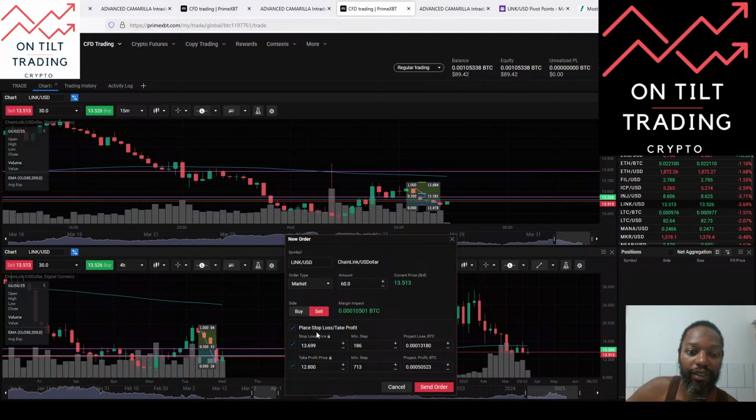Right now the stop loss is set just over this candle here on the 15-minute, but I would expect there may be a liquidity grab and this stop may get taken out.